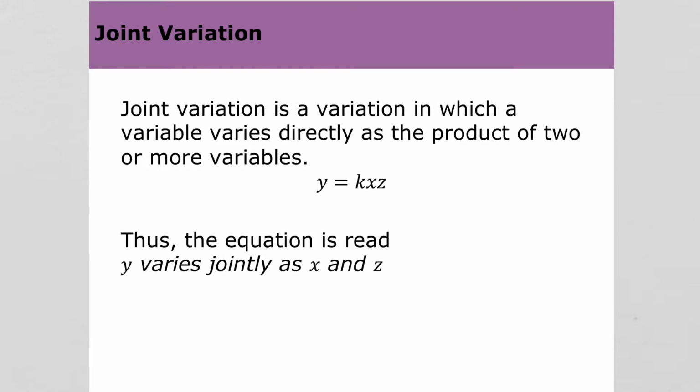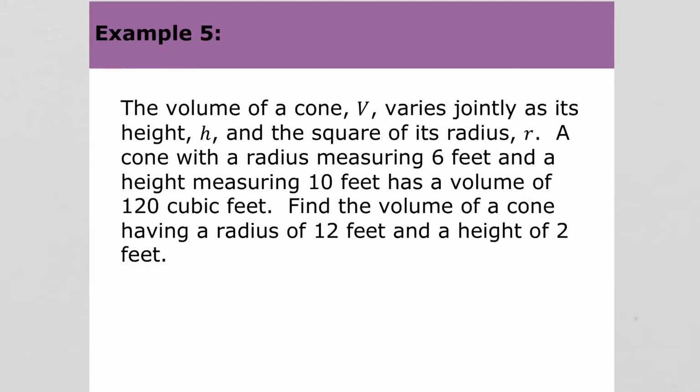Joint variation. Joint variation is like direct variation with more variables. So if you hear y varies jointly as x and z, then that means you're using y equals kxz. It says the volume of a cone varies jointly as its height and the square of its radius. So we've actually got joint variation with a power in here.